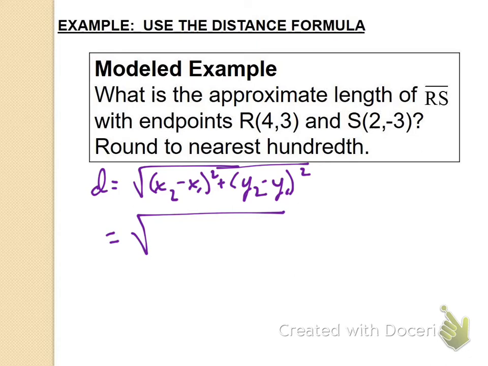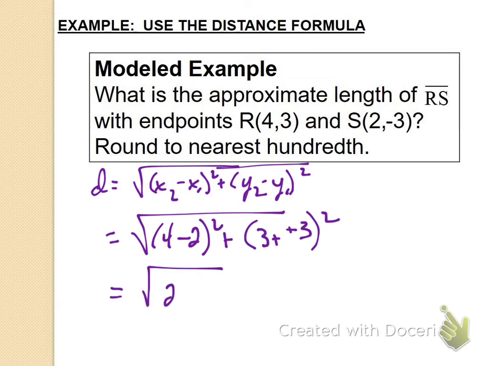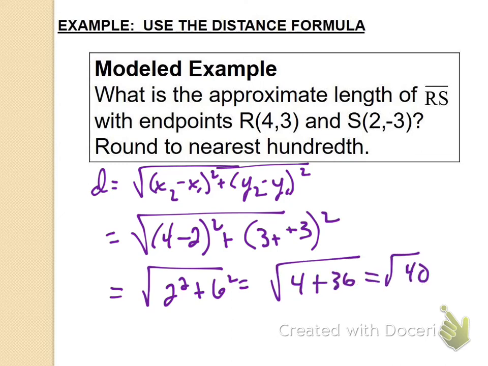The x's here are 4 and 2, so subtract those and then square it. The y's are 3 and negative 3, so make sure that you're subtracting the negative 3. So you've got 3 minus a negative 3. That matters because now this is going to turn into 3 plus 3. So this is 2 squared plus 6 squared. 2 squared is 4, 6 squared is 36. So we get the square root of 40.